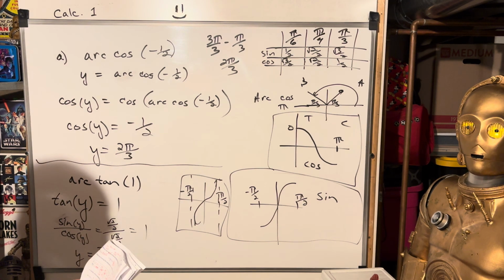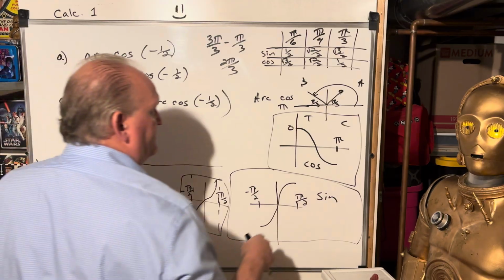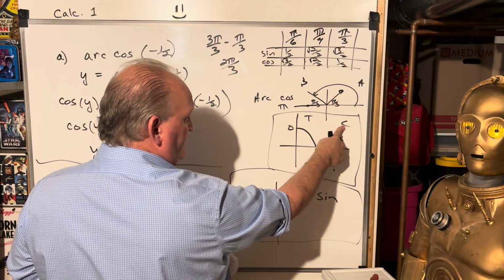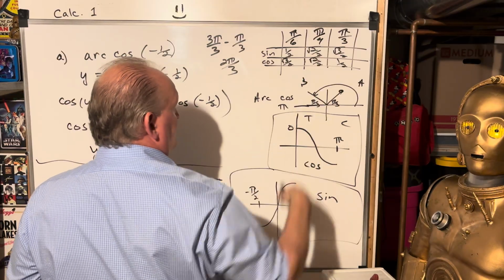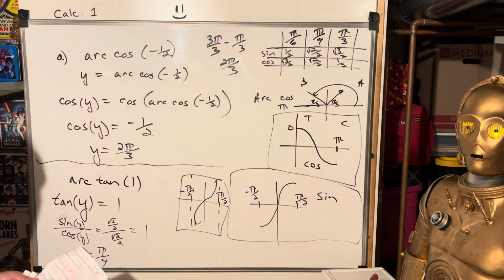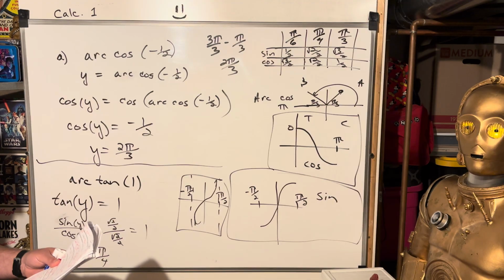And again, why can't we use the fourth quadrant for that one? Because of the all-star trig class: only cosine is positive in the fourth. And so the sine would be negative. So that would actually be -1 if we did those. So the only correct answer is just 45 degrees, pi over 4.